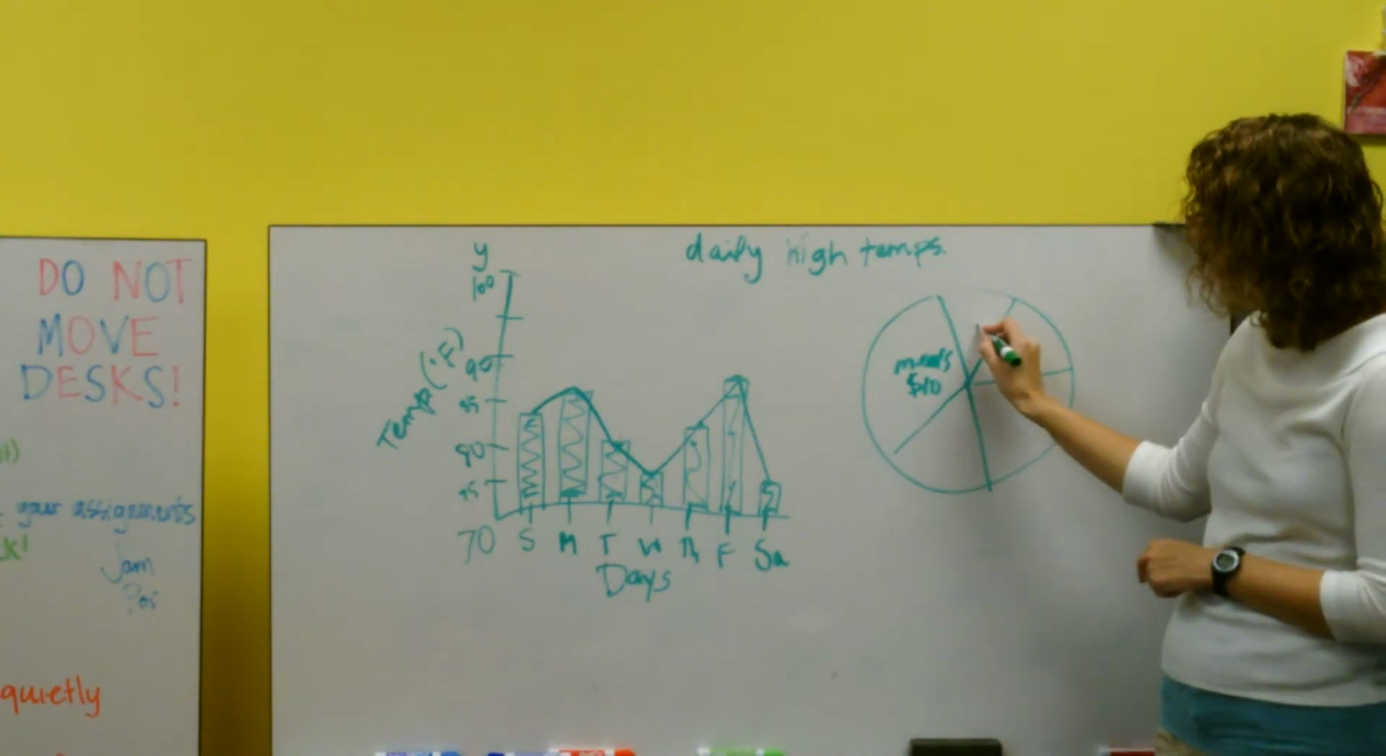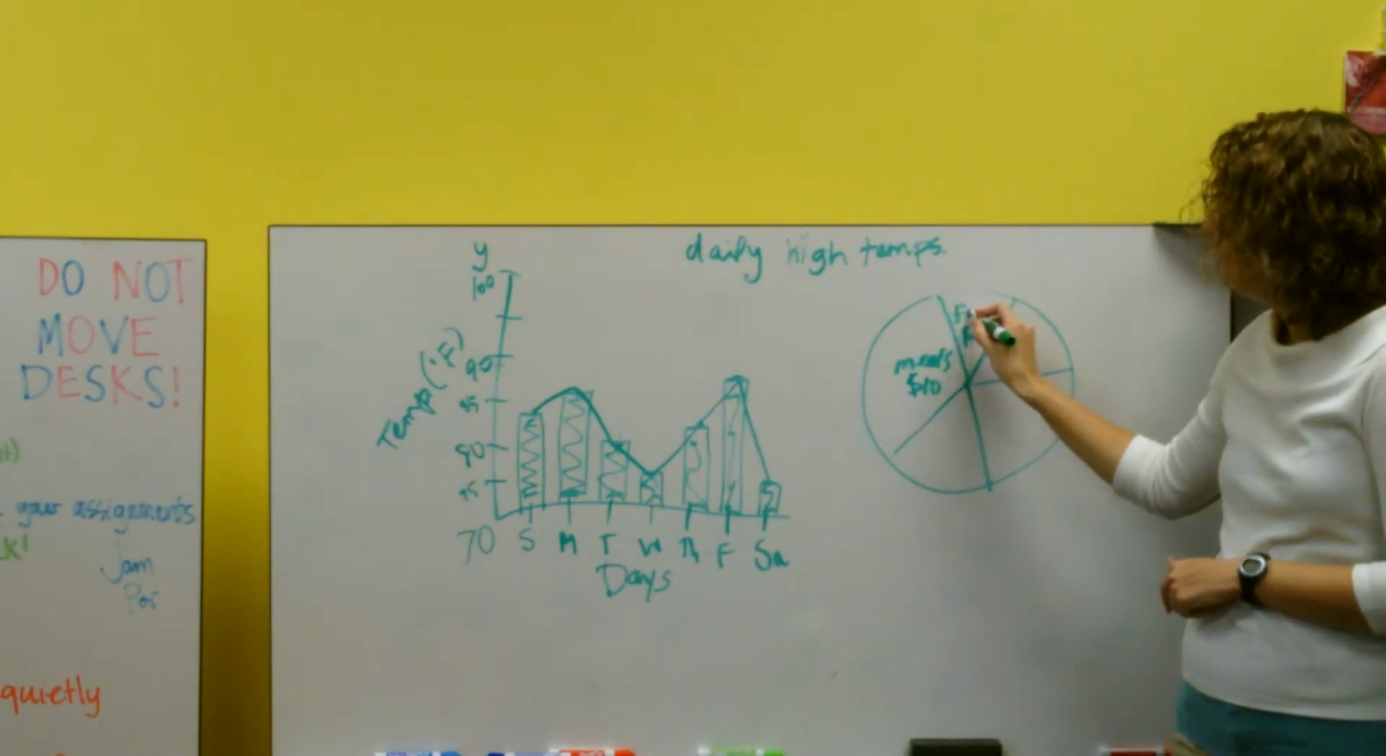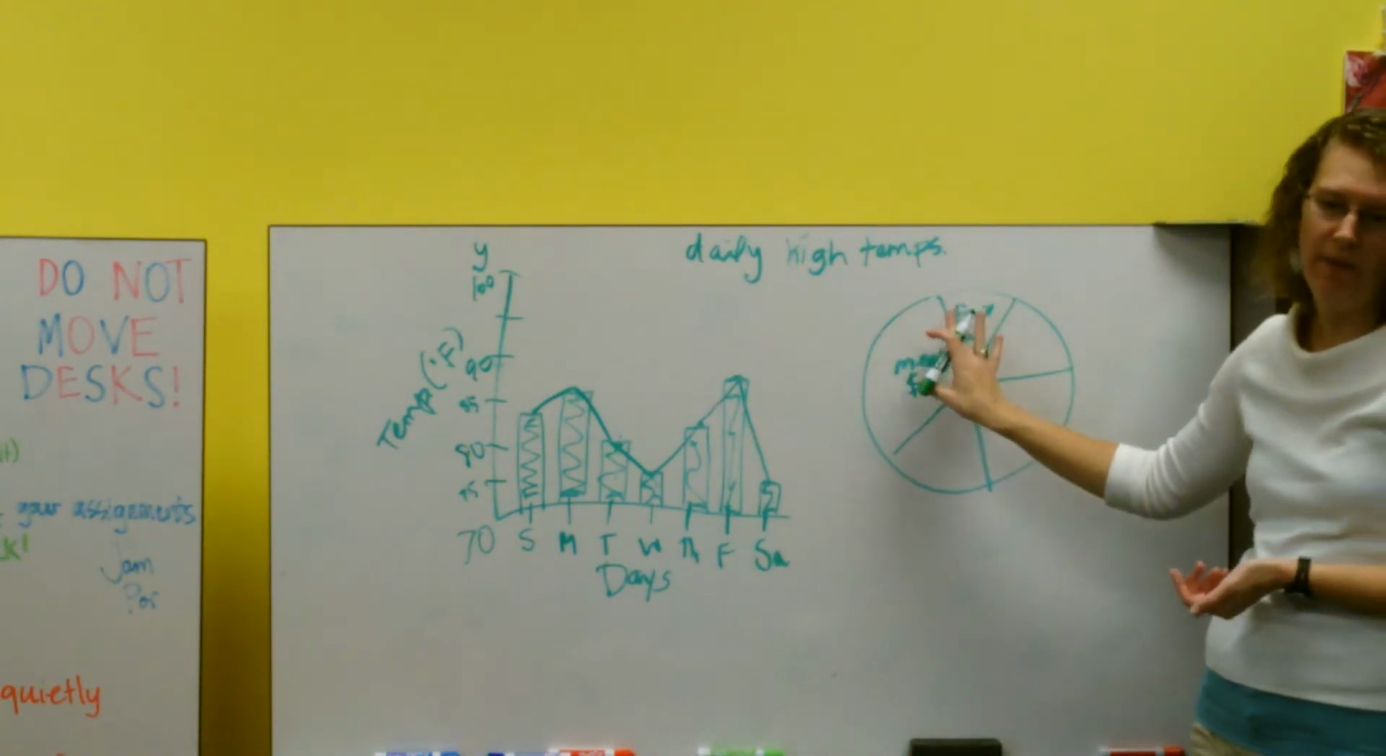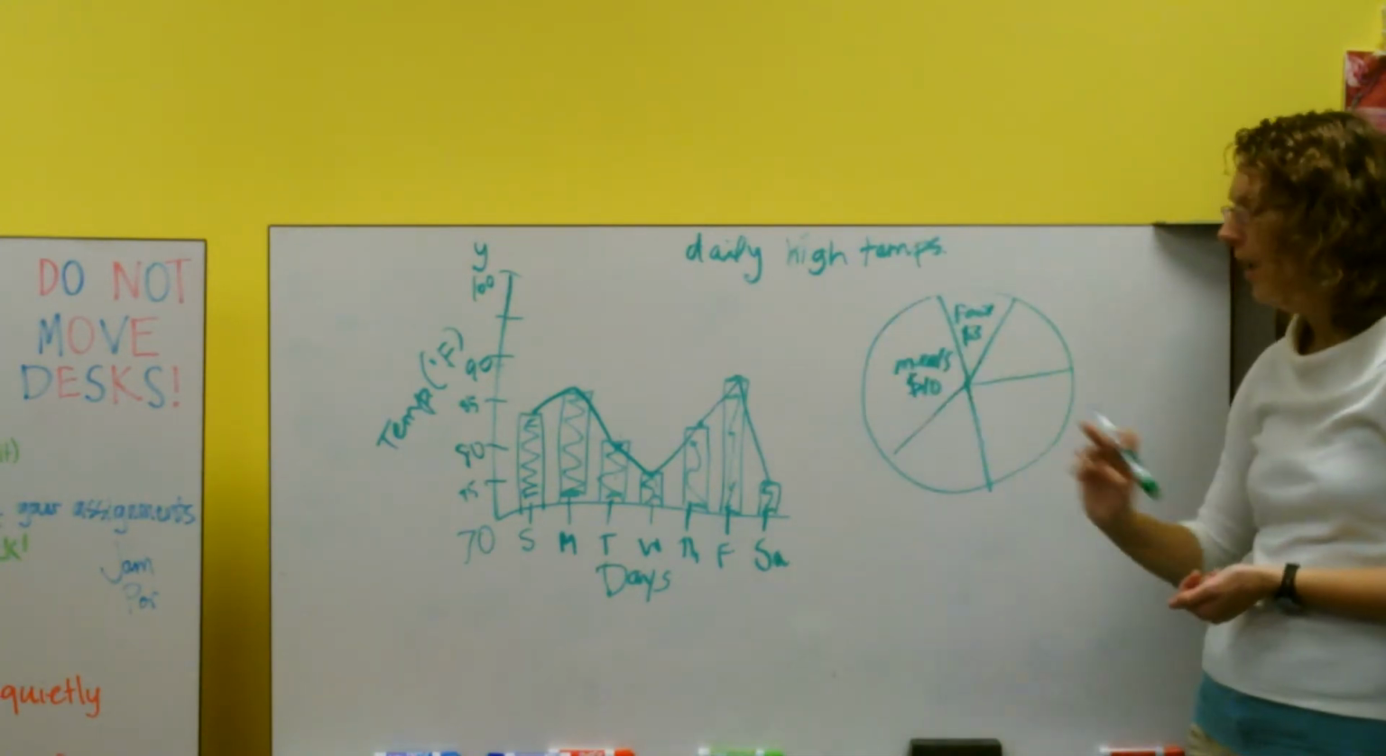That was 10, so this might be $3 for fruit. Whatever kind of information you're given, you can fill in. I'm just making stuff up for this one. You can fill in a pie chart.